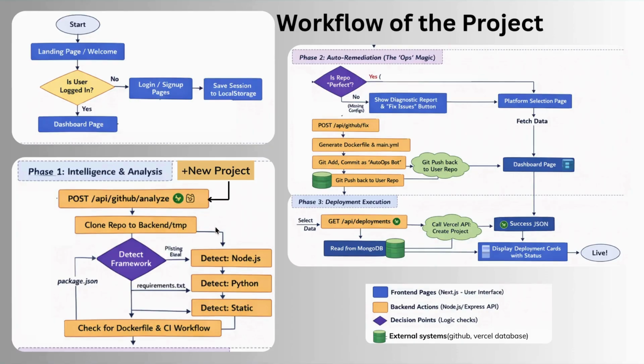We detect the tech stack automatically, whether it's Node.js, Python or a static app, by checking files like package.json, requirements.txt, Docker files and CI workflows. In phase 2, we perform auto-remediation. If issues are detected, we generate fixes like Docker files and deployment configuration, show a diagnostic report, and push the updated code back to the user's GitHub repository using an automated bot.